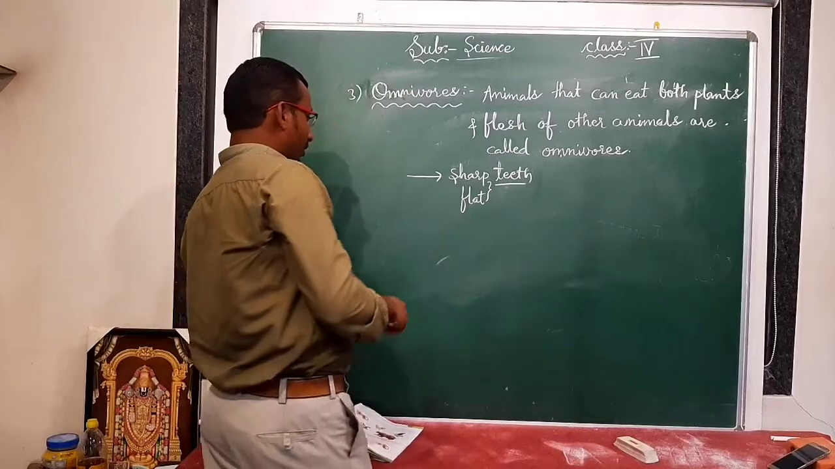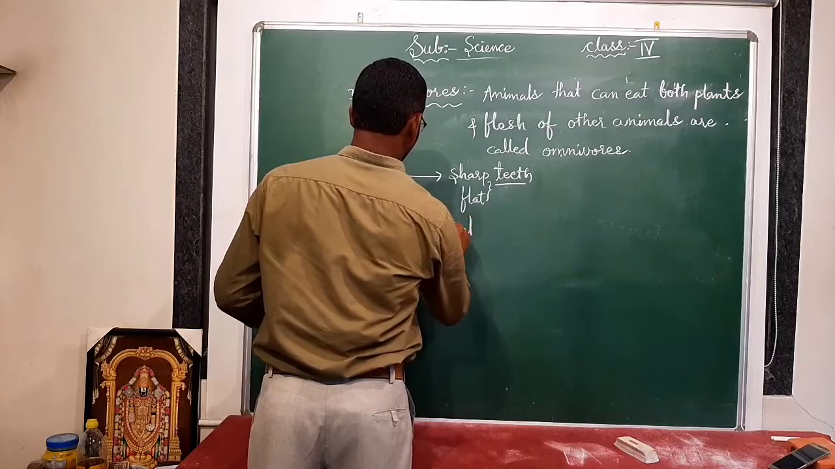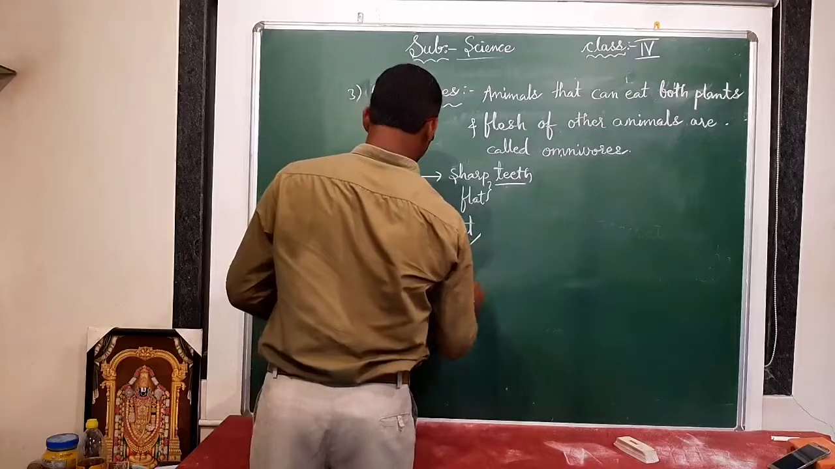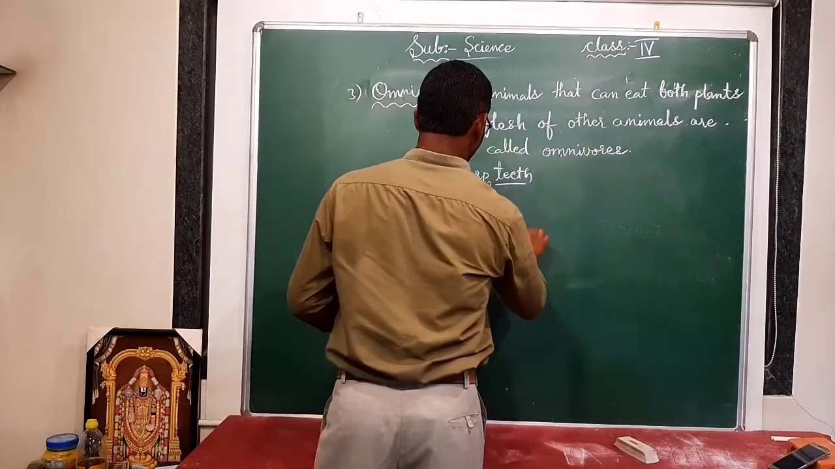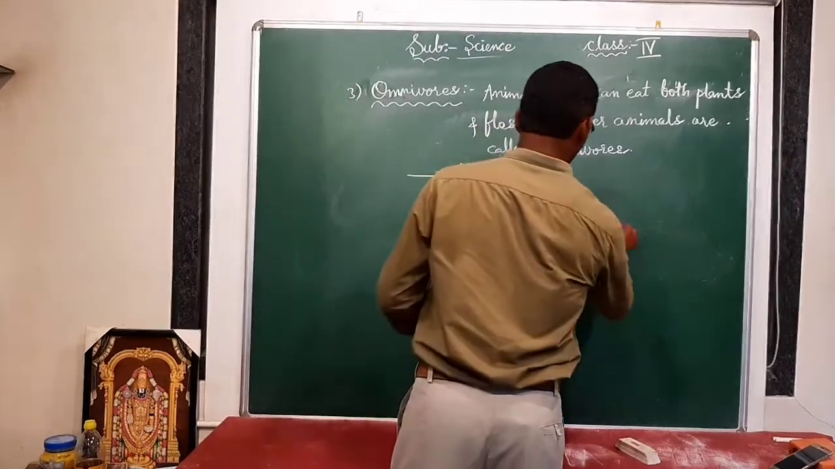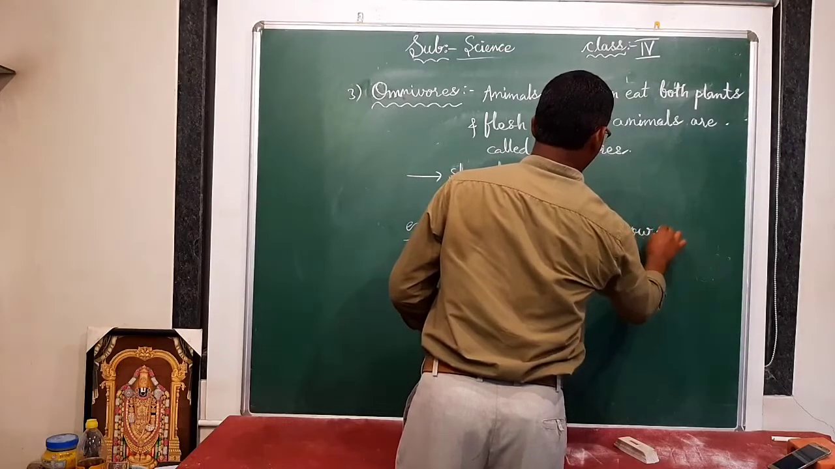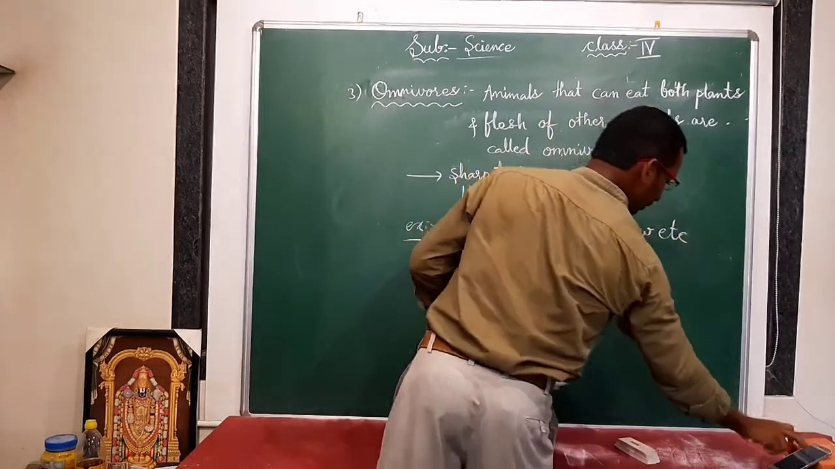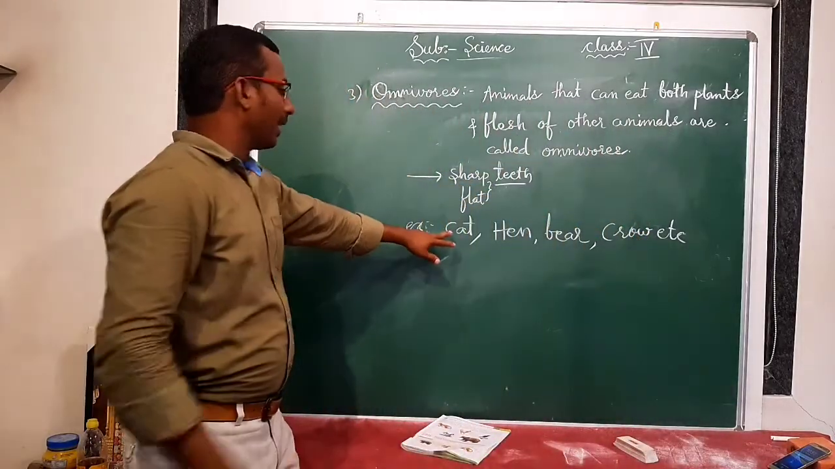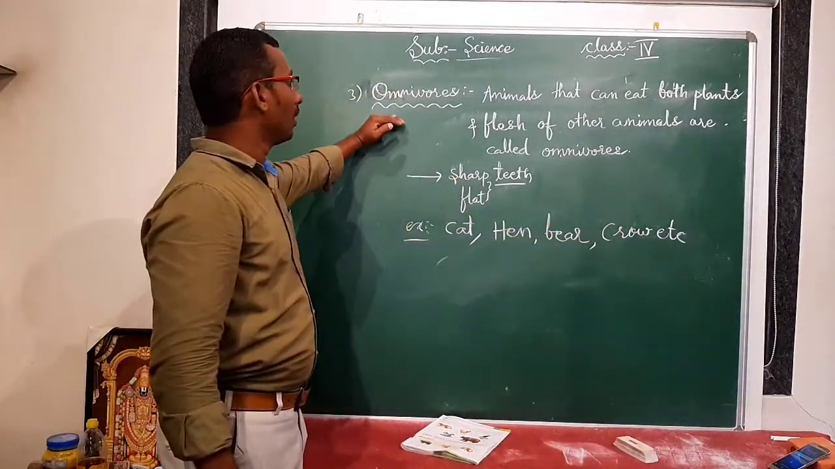So what are the examples? See, cat, hen, bear, crow, etc. These are the examples for omnivores.